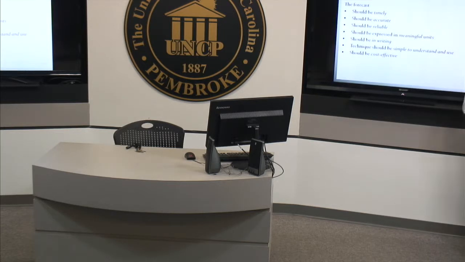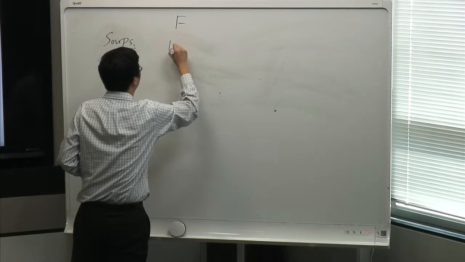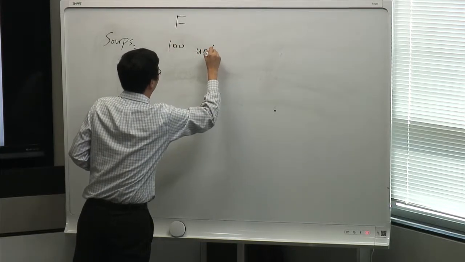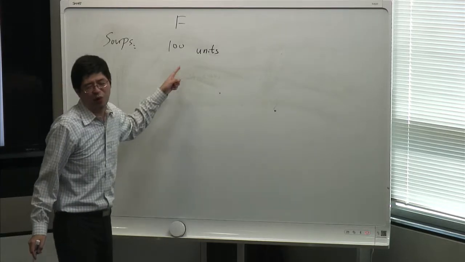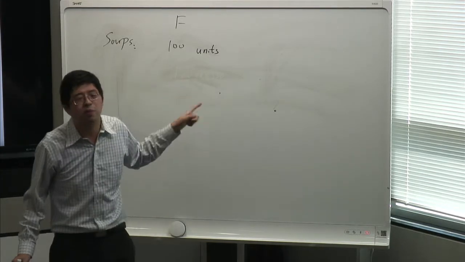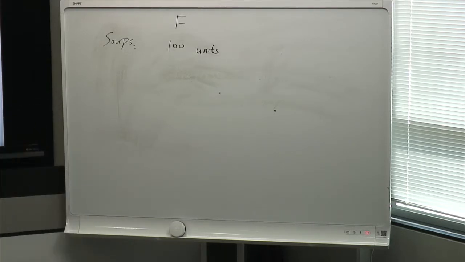So when we say soups, we say, okay, the demand forecast is 100 units. That's my example given to you guys 20 minutes ago. In fact, this is very ambiguous. What does 100 units mean, soups? Especially, let's think about soda. You say 100 Coca-Cola. What does this mean?